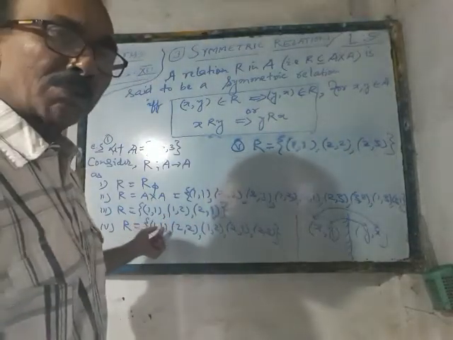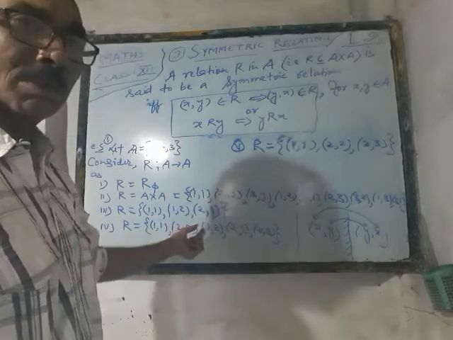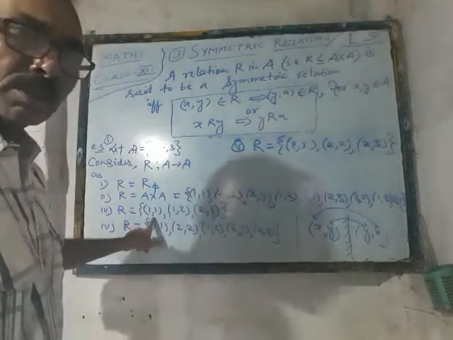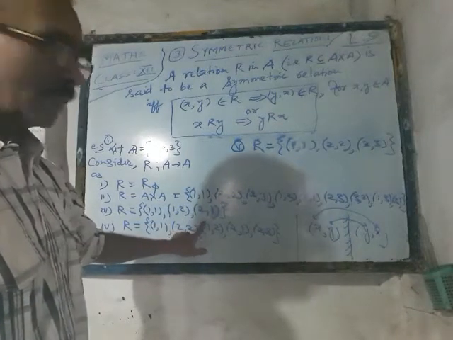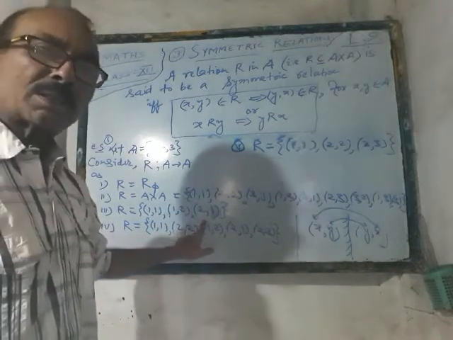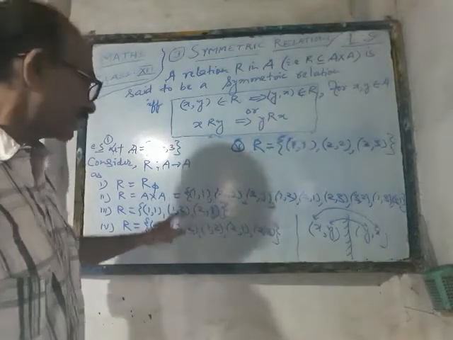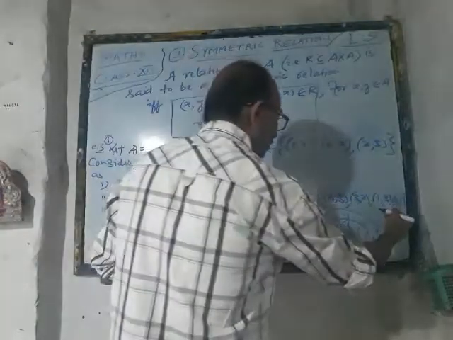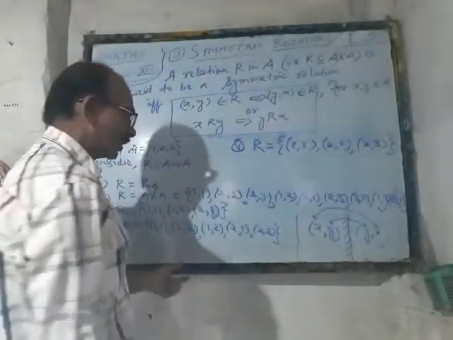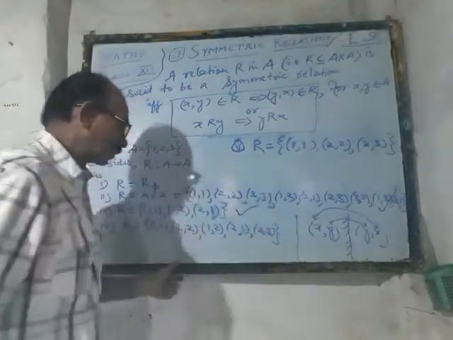I have taken (1, 1), (1, 2) and (2, 1). Yes, just go on. (1, 1) is okay. (1, 2) is there. What is the symmetric of that? (2, 1), and again (2, 1) is there. What is the symmetric of (2, 1)? (1, 2). So this relation is also a symmetric relation. So the universal relation is a symmetric relation, and this relation is a symmetric relation.